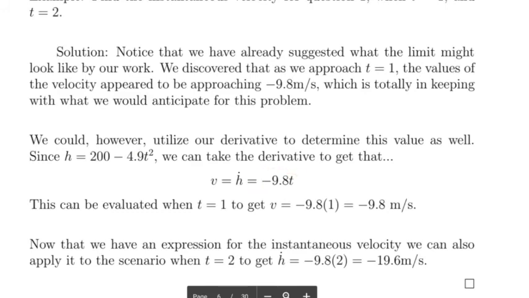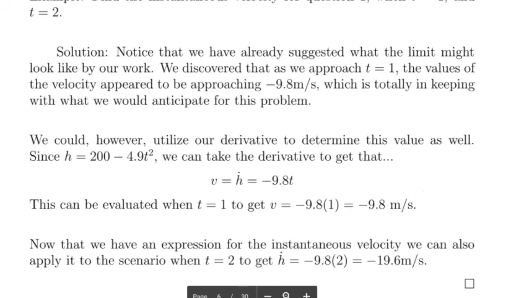Now, not exactly the negative 9.81 that you'd expect when you're working with acceleration due to gravity, but that's okay. We're just working with some approximate values here. And when you plug 1 into that, you will in fact get negative 9.8 meters per second. That's exactly what we were expecting.